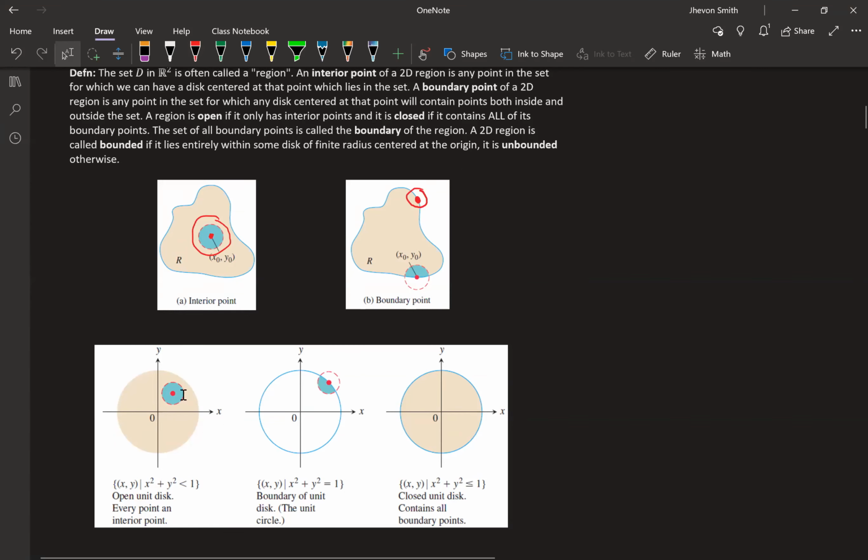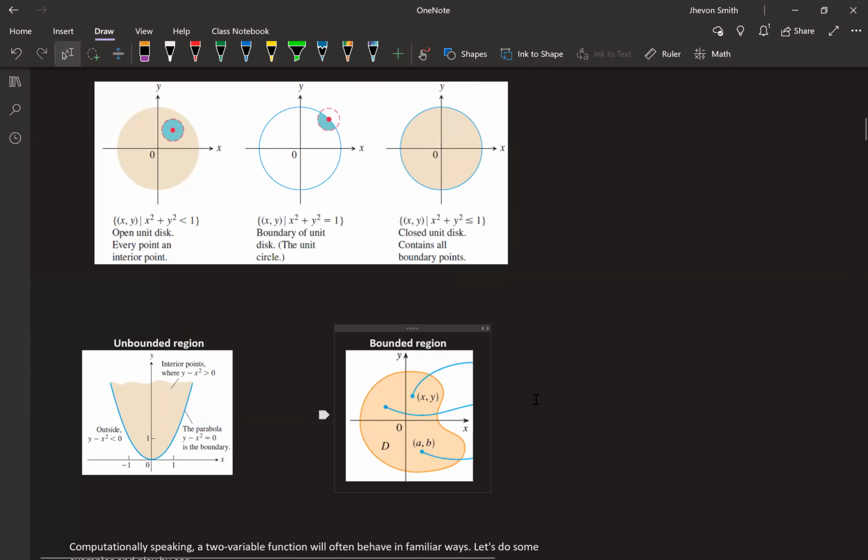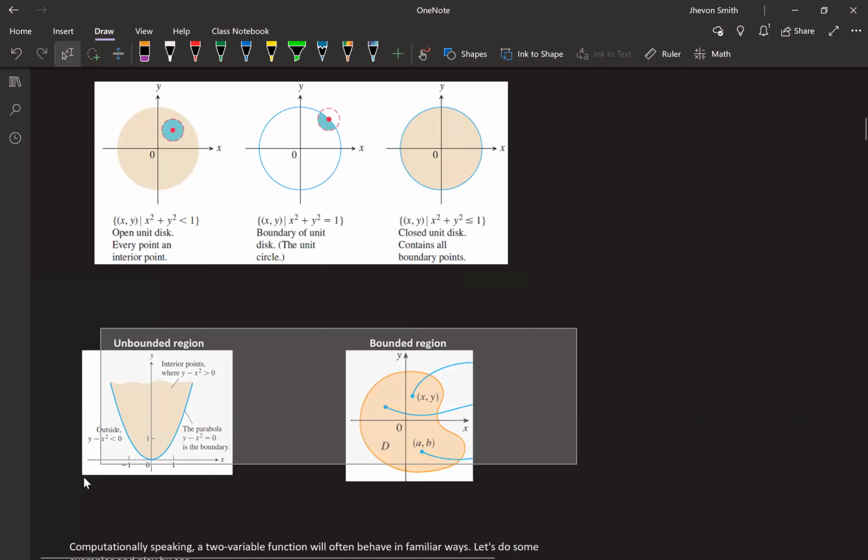So these are just some things here. The open disk, where we're not including the boundary, is an example of an open region: x squared plus y squared strictly less than 1. Anywhere that is x squared plus y squared equals 1 is on the boundary, because if you draw a disk around that, you will catch points both inside and outside the circle. If you take the disk and you include the boundary, you get a closed region. Okay, so those are just some things that you want to know about. We also need to know about bounded and unbounded.